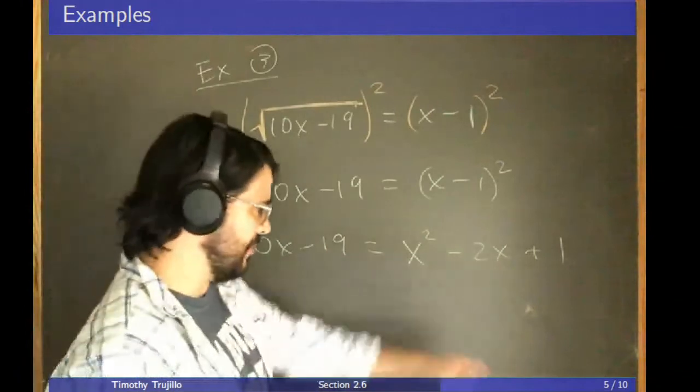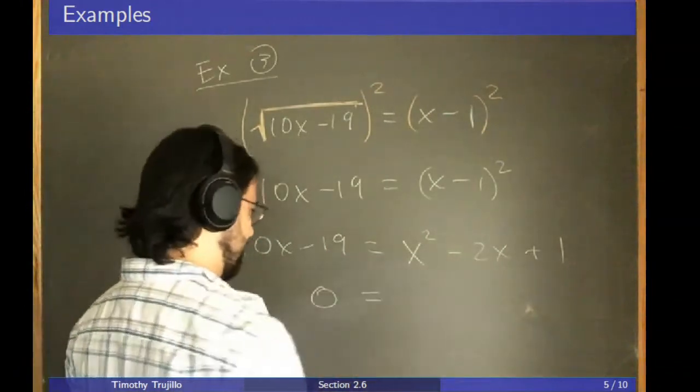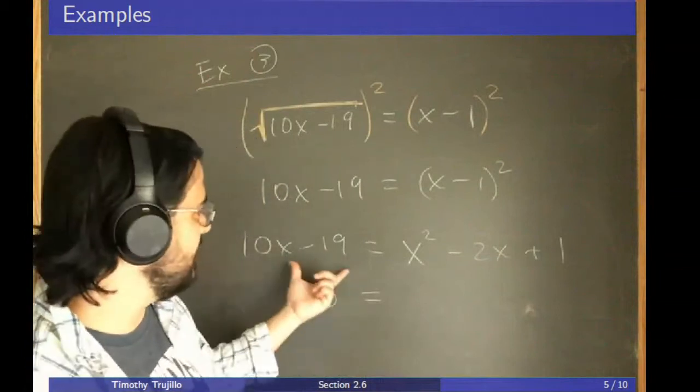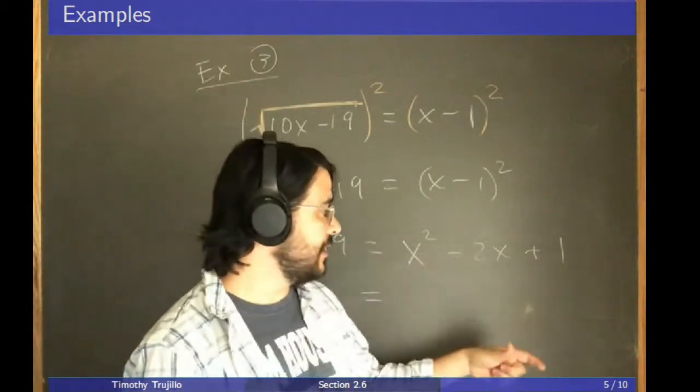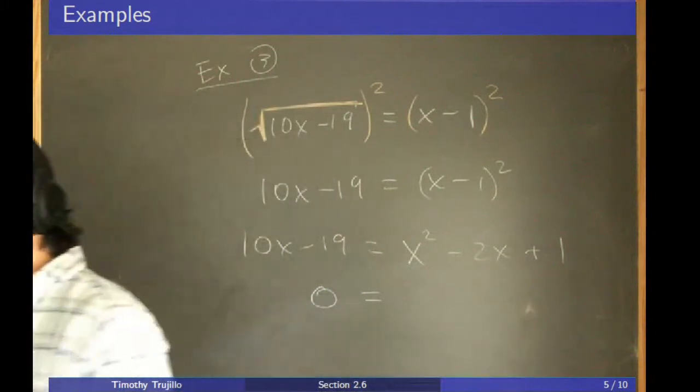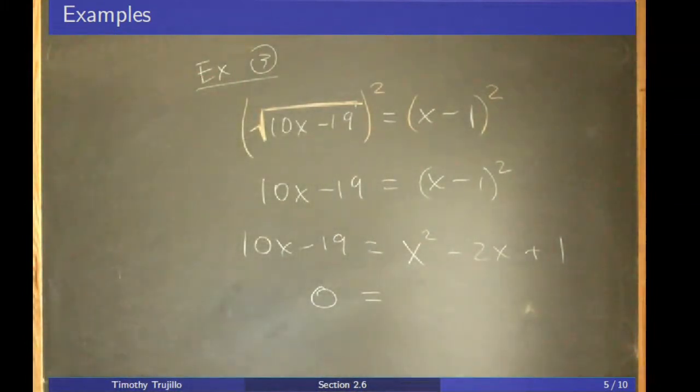So I'm going to move everything to the right-hand side so that it's 0 on this side. And as soon as you move the 10x and the negative 19 to the right-hand side, chime in with the quadratic you get on the right-hand side here. So let me know what you guys get for the right-hand side of this new equation.